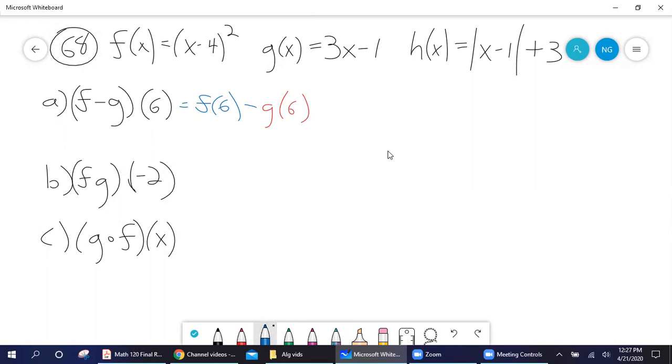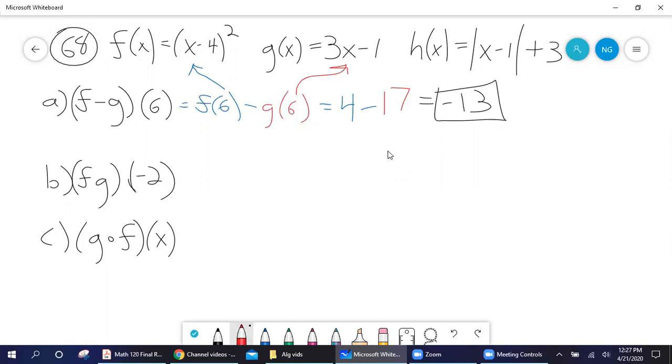So f of 6 would just be plugging 6 into the f function. That would be 6 minus 4, 2. 2 squared is 4. g of 6, that would give me 3 times 6 minus 1. So that's going to give me 17. So 4 minus 17 gives me negative 13. And we're good.